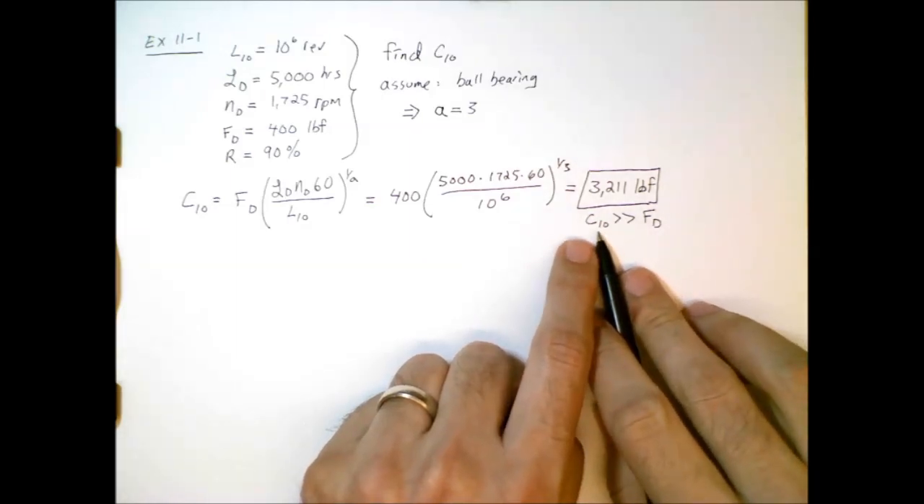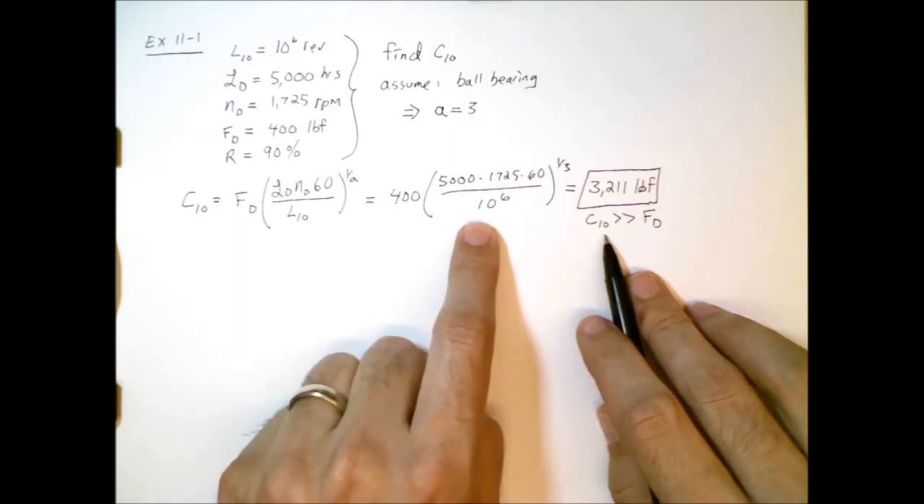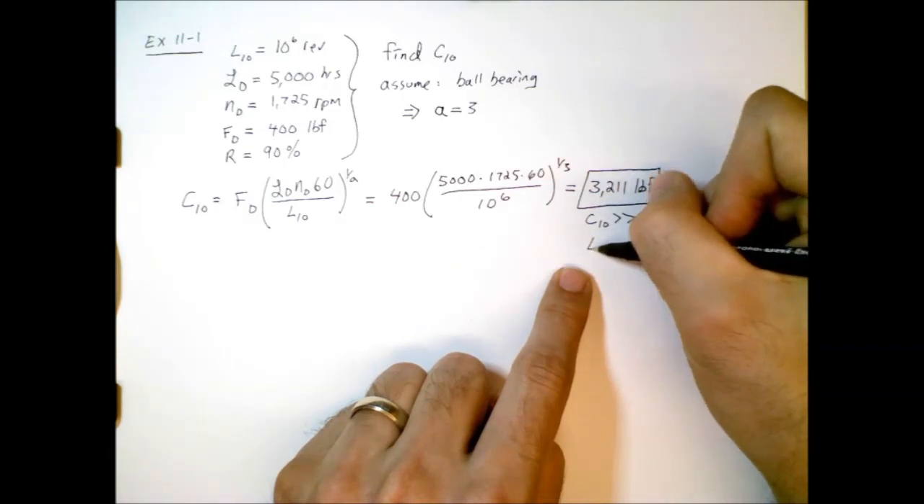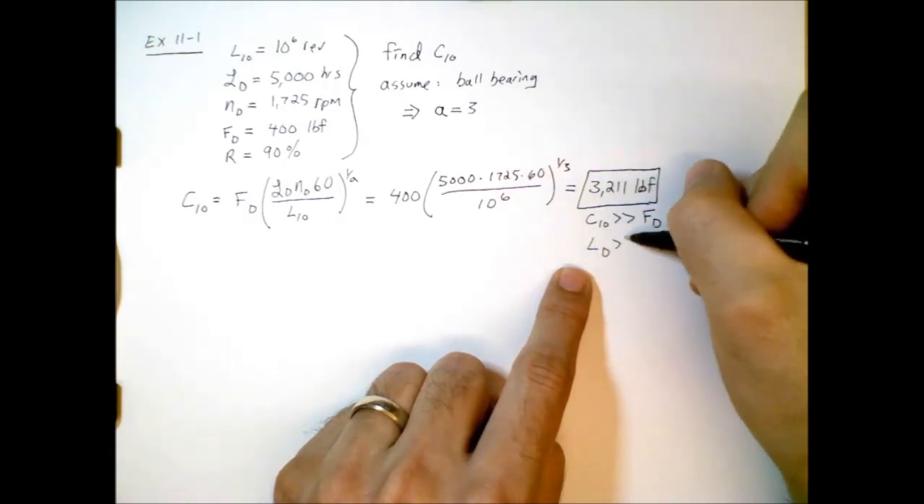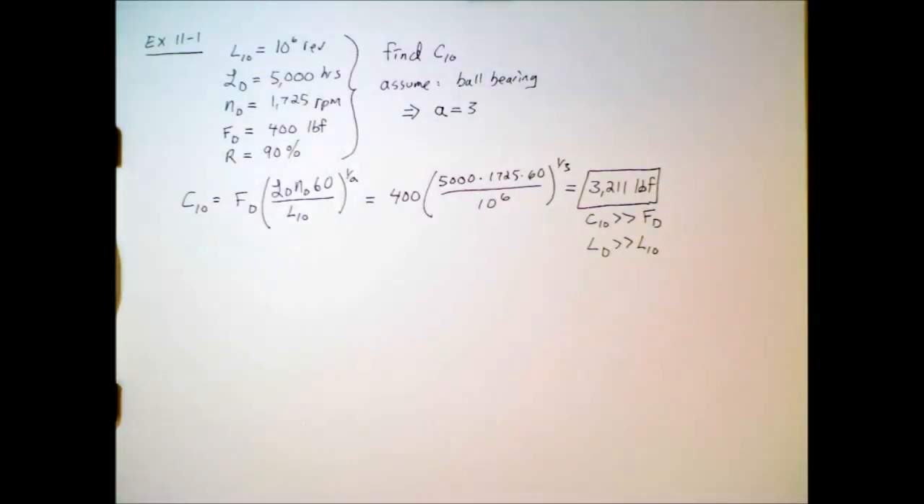But the reason we need to select a much stronger bearing is because we want a longer life than 1 million revolutions. Or in other words, L sub D is much larger than the L10 life value.